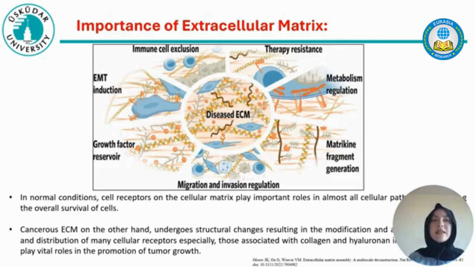That being said, the extracellular matrix is involved in the cellular survival pathways of both cancer tissues and normal tissues. So the importance of the extracellular matrix is so great that we can consider it as an option for treatment. The main two interactions that are involved in pancreatic cancer are basically collagen interactions and hyaluronic acid interactions.